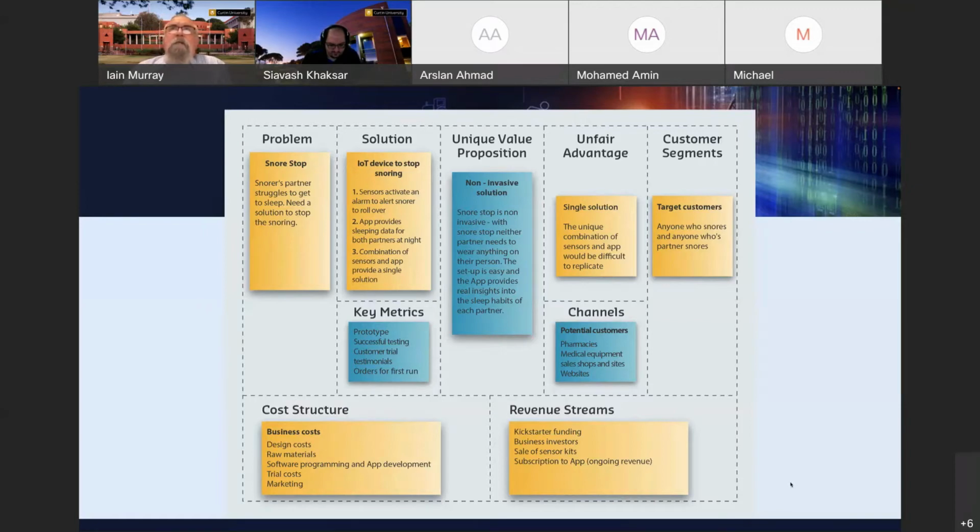We have an unfair advantage. A unique combination of sensor and app would be difficult to replicate. It wouldn't actually, but we need to come up with something here. We've got customer segments that we would address, channels for finding those potential customers. And in this case, it's pharmacies, medical equipment, different websites. For each of your solutions, you would probably have a different sort of channel.